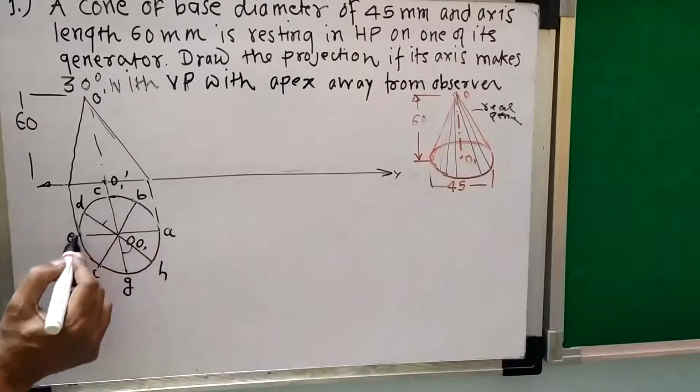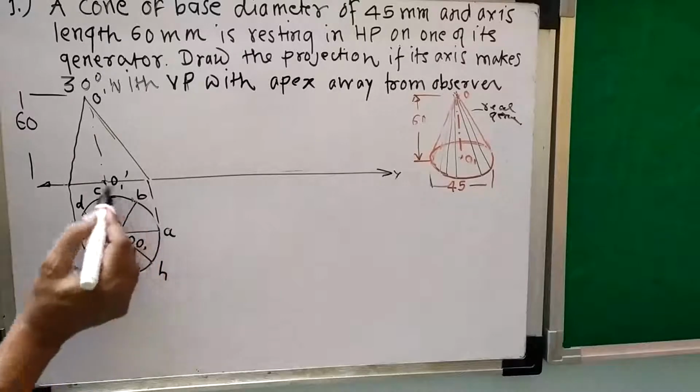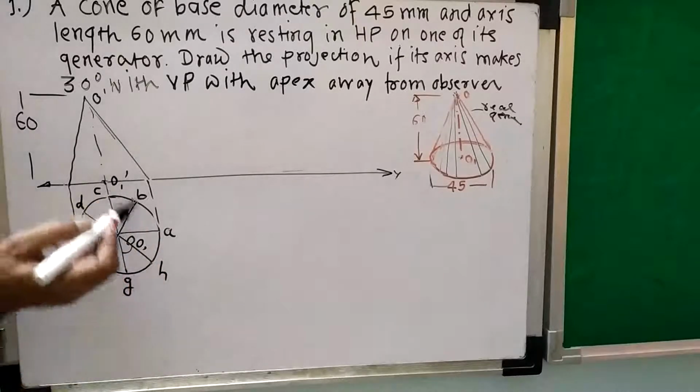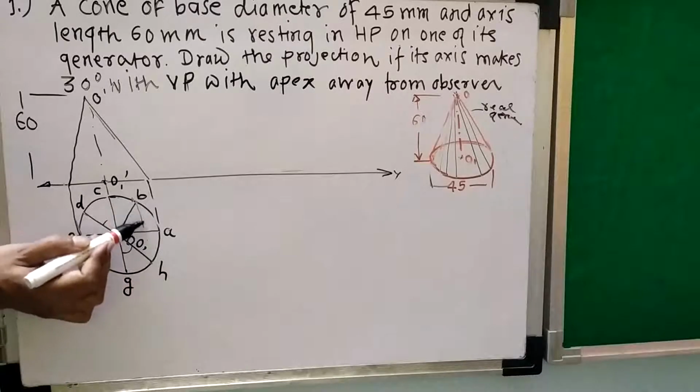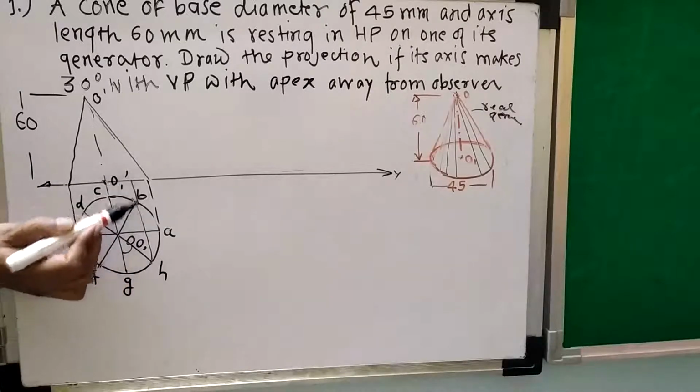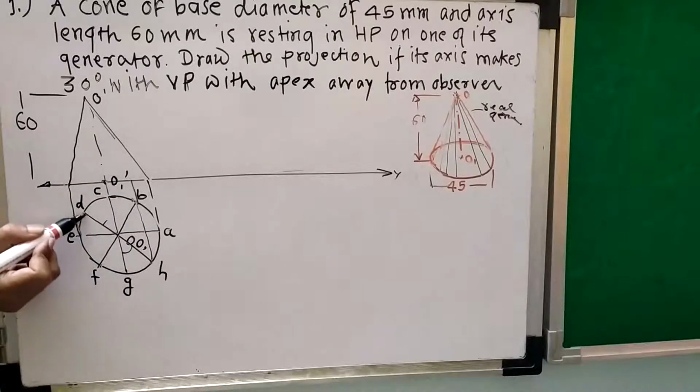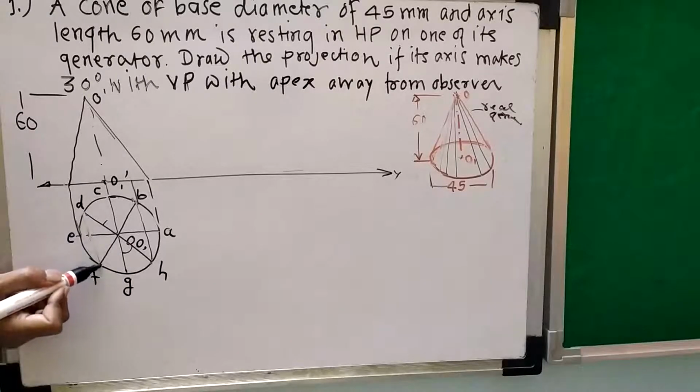1, 2, 3, 4, 5, 6, 7, 8, that is A, B, C, D, E, F, G, H. And I will project this. So B and G come on the same line. I will project this. D and F come on the same line.